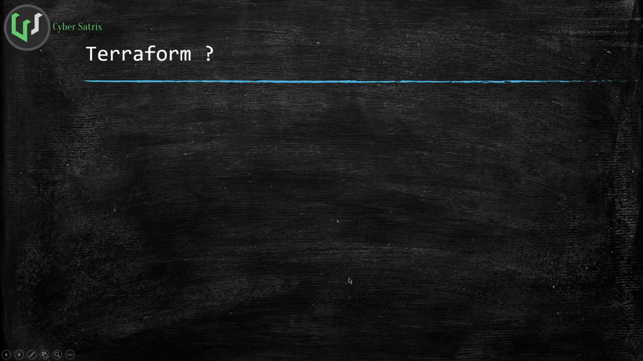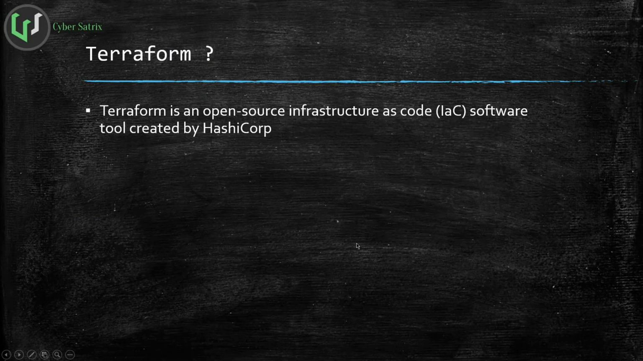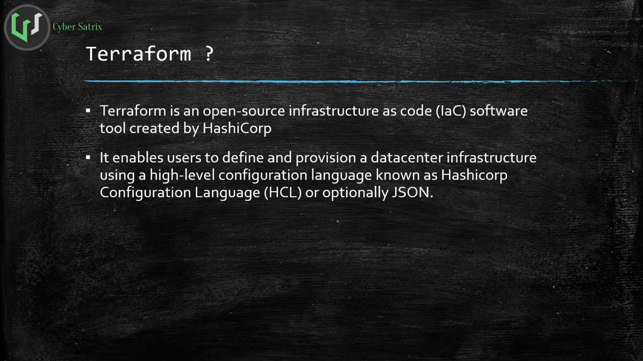So what is Terraform? Terraform is an open source infrastructure as code software tool which is created by HashiCorp. Terraform enables users to define and provision a data center infrastructure using a very high level configuration language known as HashiCorp Configuration Language, or optionally also known as JSON. I can assure this language will be pretty easy.